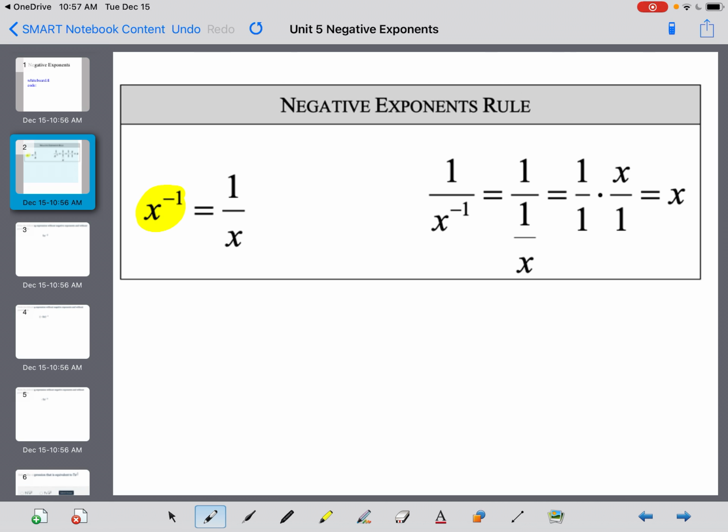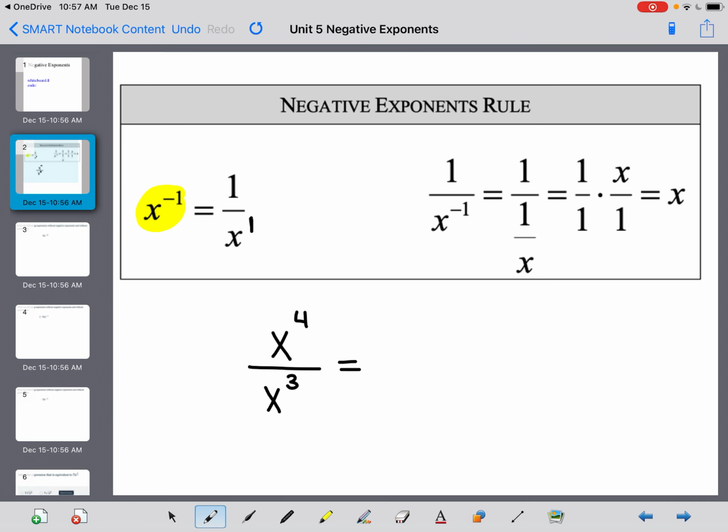So what's the reciprocal of x? That would be 1 over x. And when you create that reciprocal, now the power of x is raised to the first. So sometimes a nice way to think about this is to go back to our quotient rule. And let's look at a problem. So let's look at something like x to the fourth over x to the third.